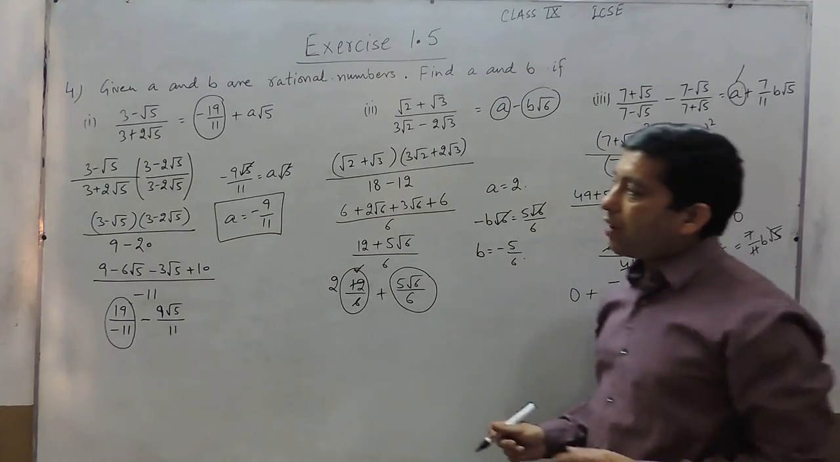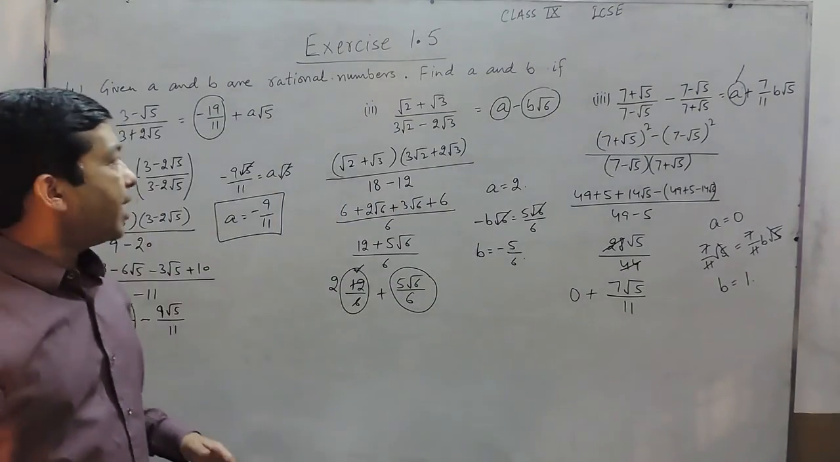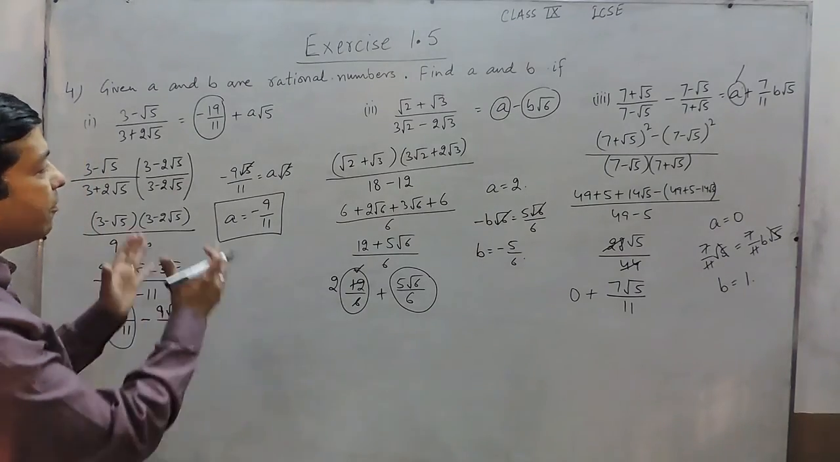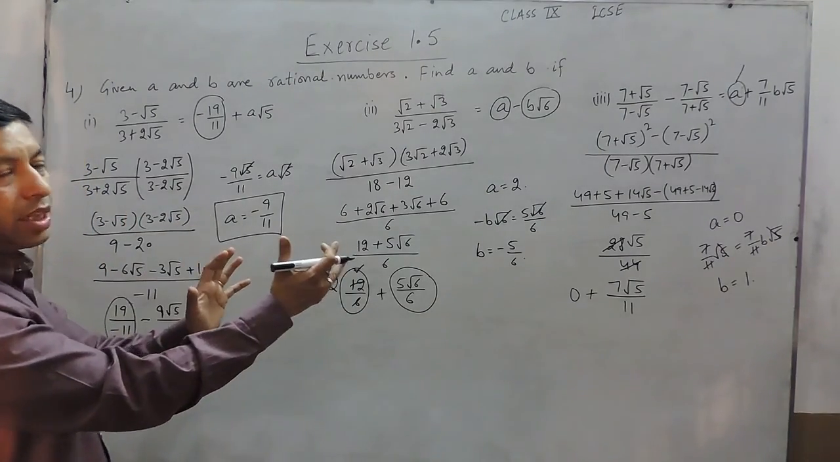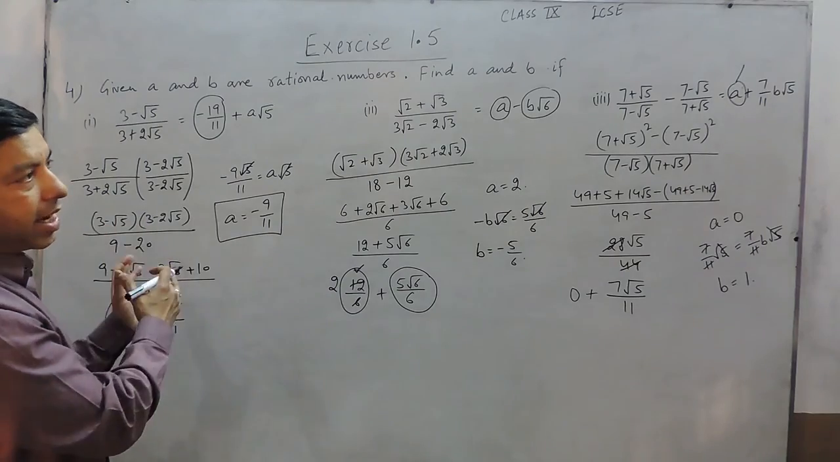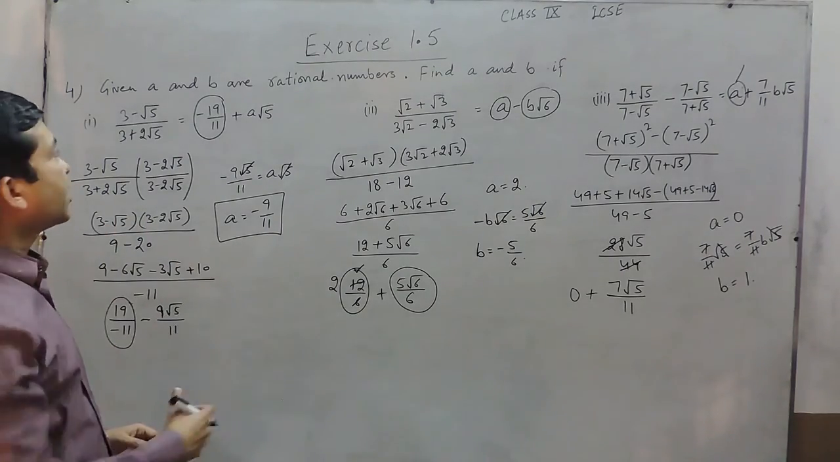So in this way, after solving the left hand side by rationalizing the denominator, we have to equate the rational portion with the rational one and the irrational with the irrational one and then solve it.